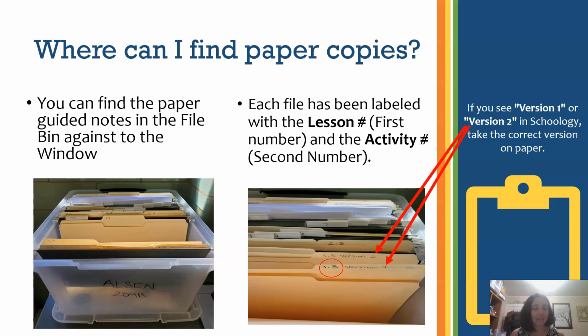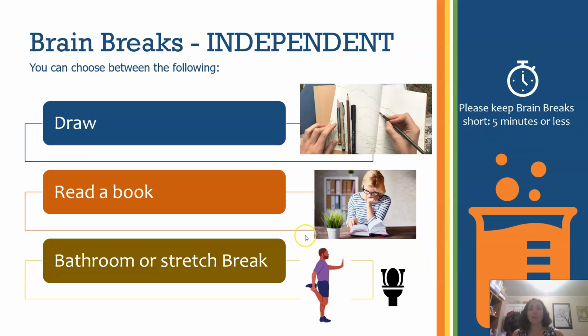One thing to point out is that sometimes there will be 2 or 3 different versions of an activity. So if your Schoology page says that you've been assigned version 1, please take version 1. If you've been assigned version 2, please take version 2.